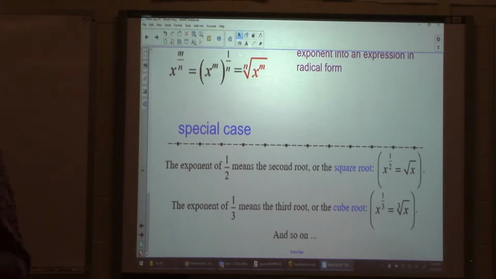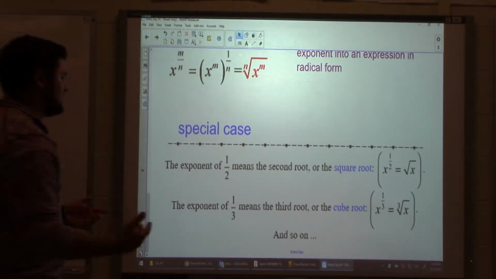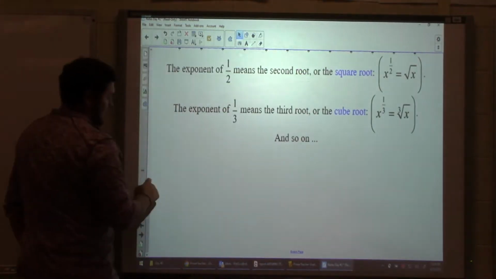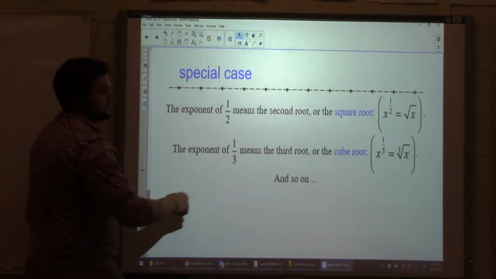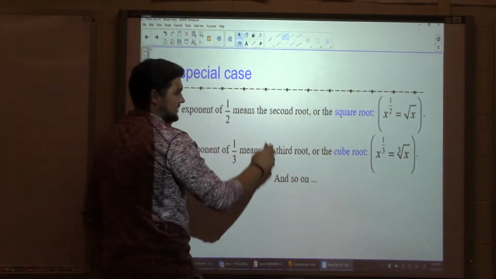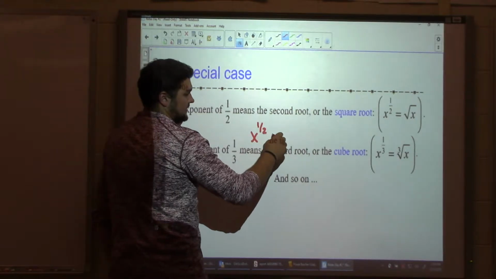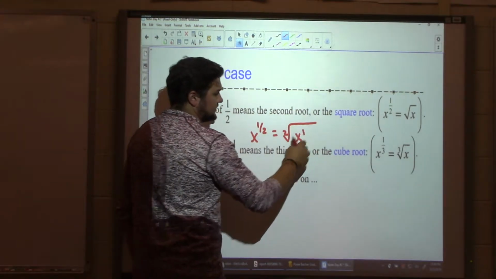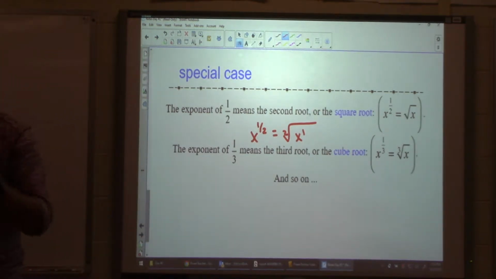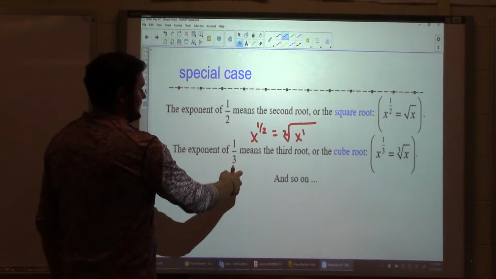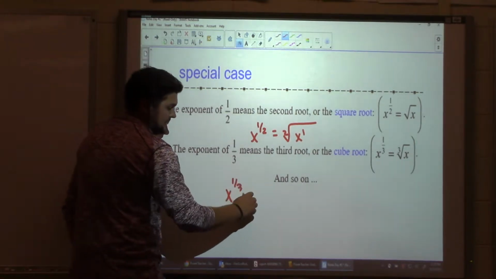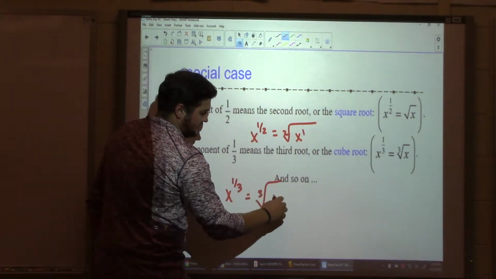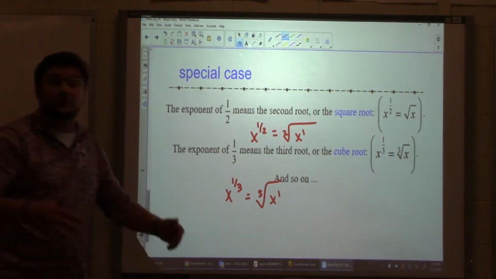They happen to come out to nice radicals. Right? So in our special cases, x to the 1/2 actually becomes square root of x. X to the 1/2 would be the denominator is the second root of x to the first. So what happens is it becomes a square root of x. Same thing with anything to the 1/3. X to the 1/3 would become the cube root of x to the first, or the cube root of x.